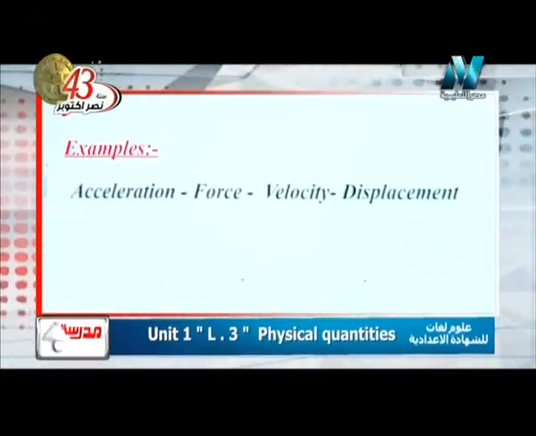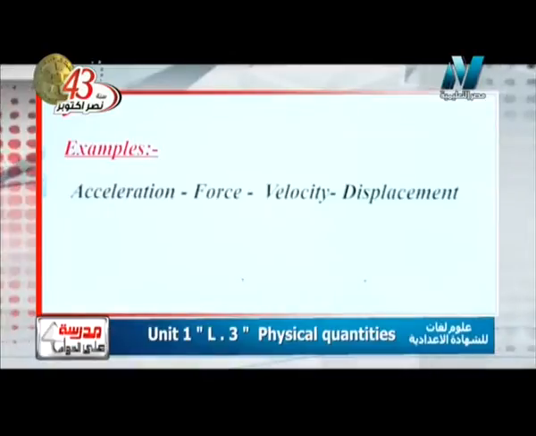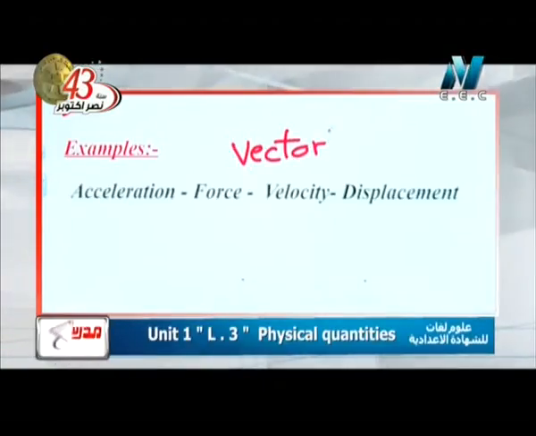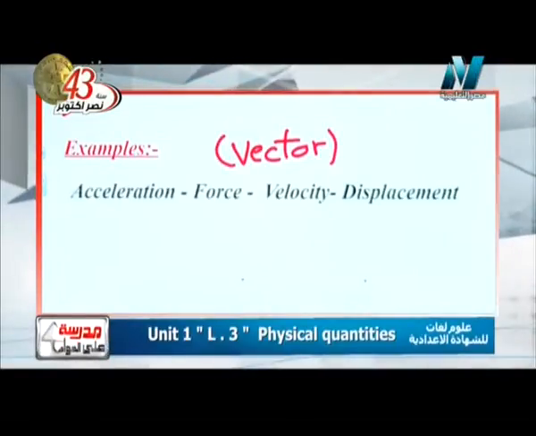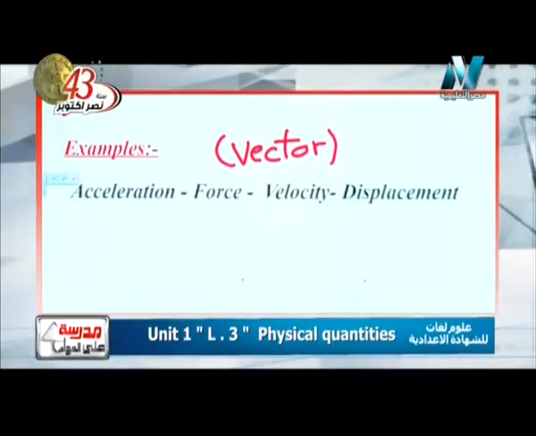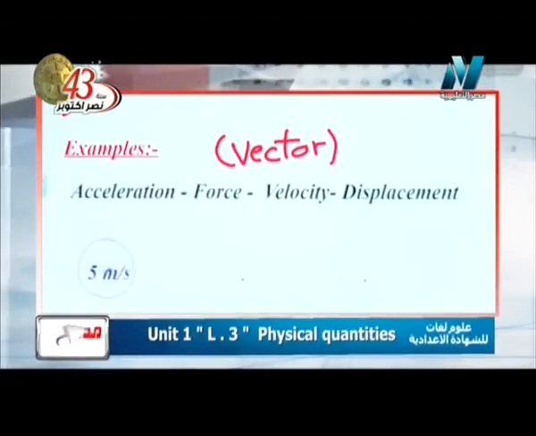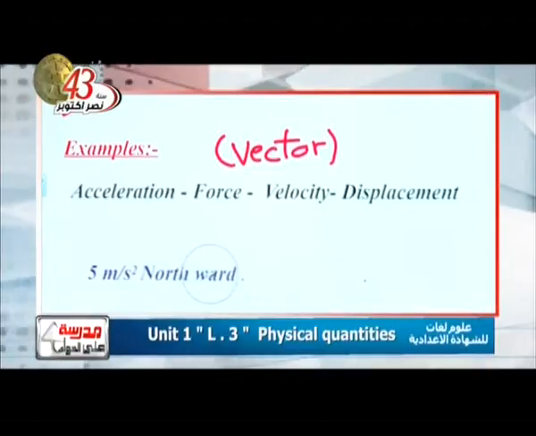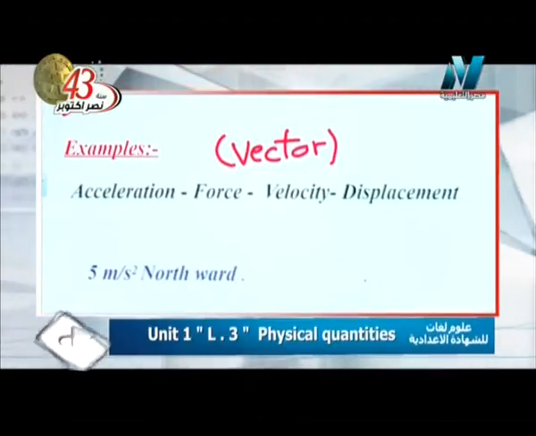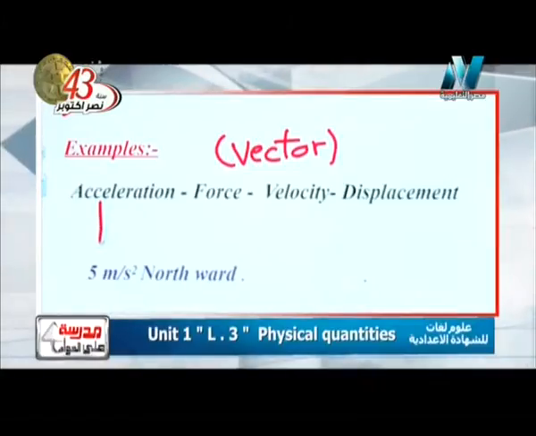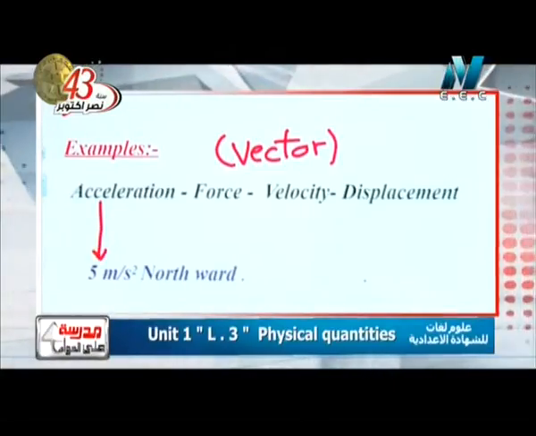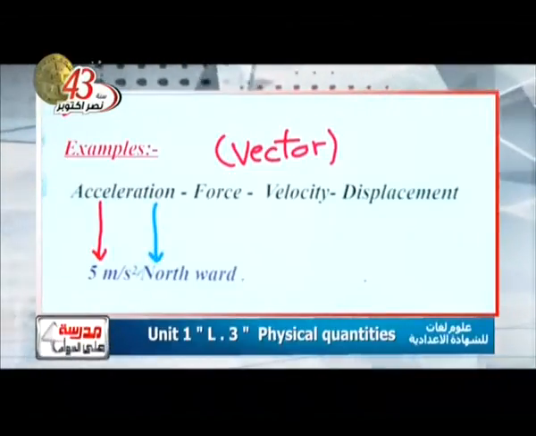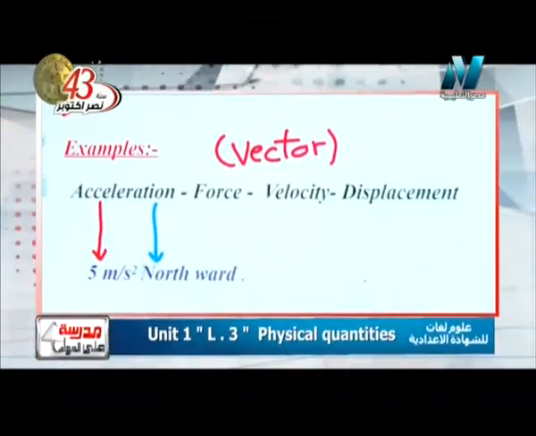Each one of them is considered a vector physical quantity, because we identify it by magnitude and direction. How come? I say 5 meters per second squared northwards. The measuring unit here is identified by magnitude, its value, and direction. I said 5 meters per second squared northward.